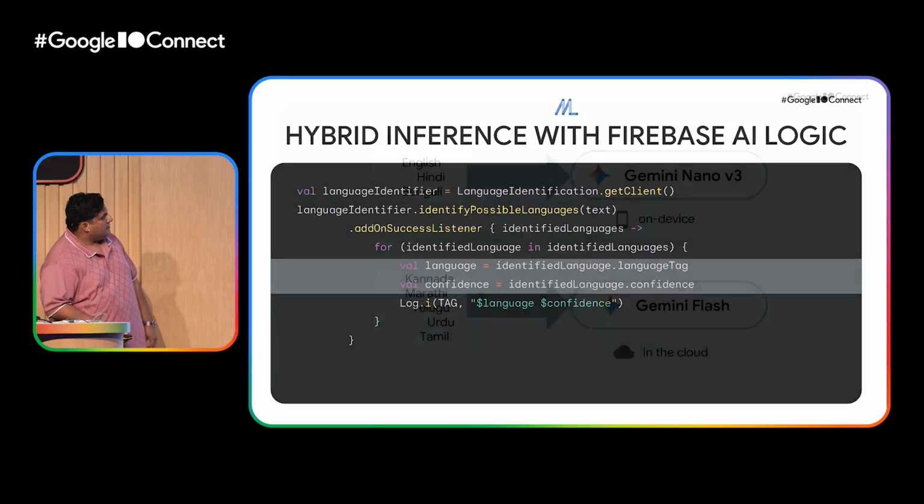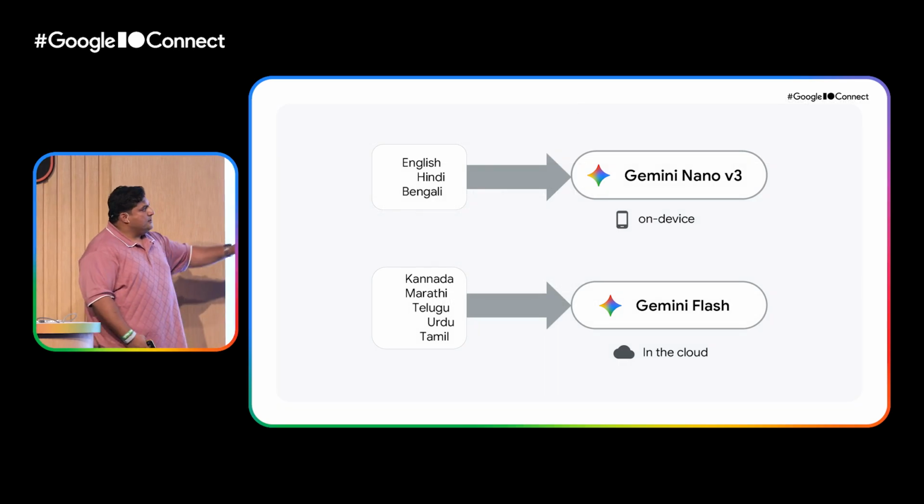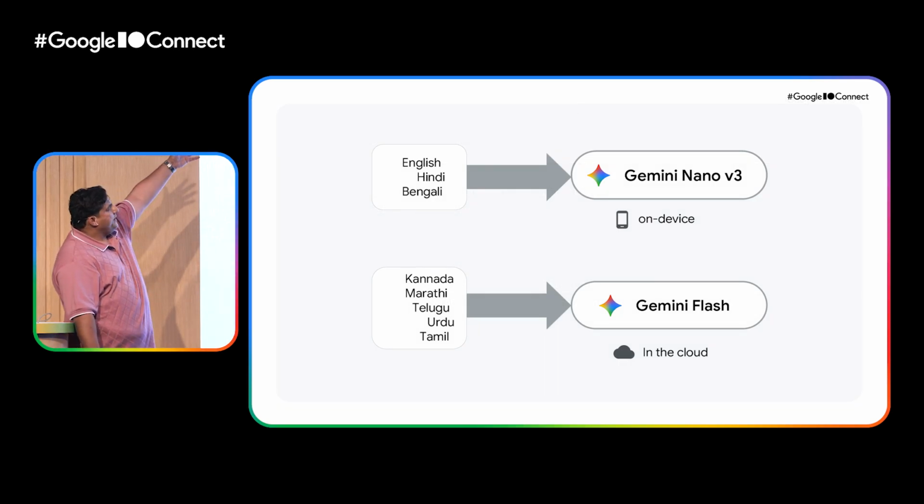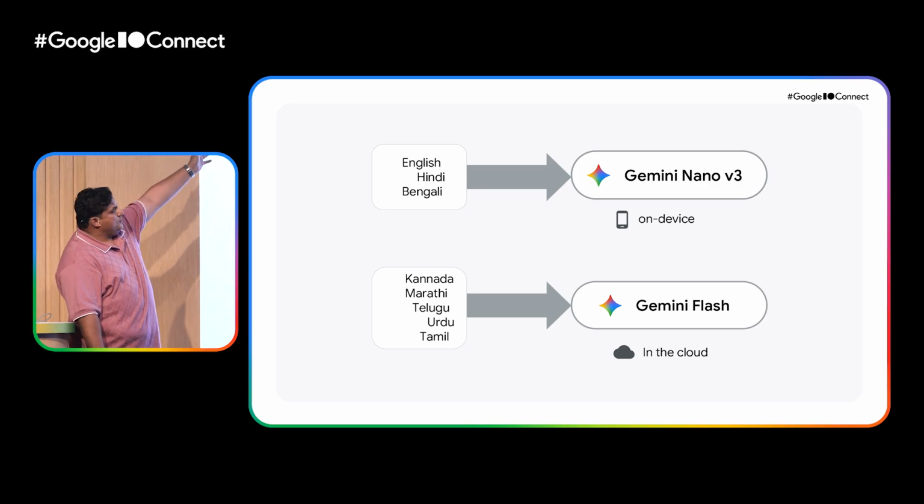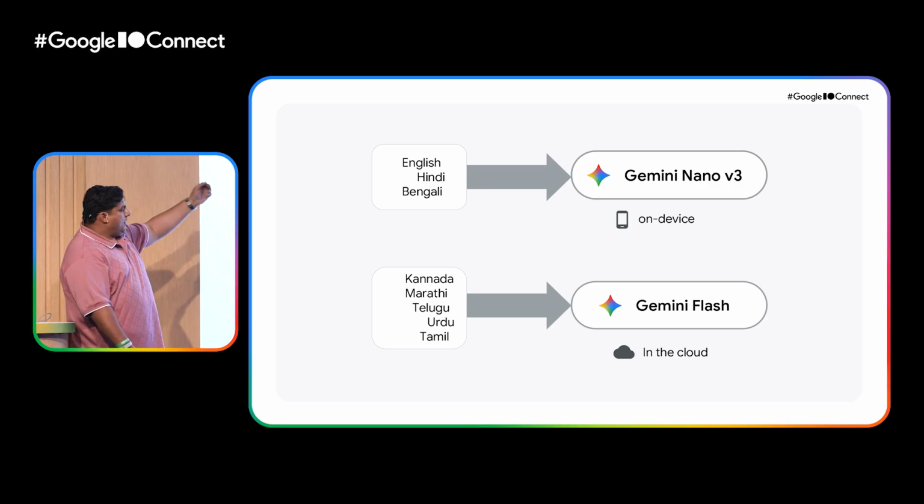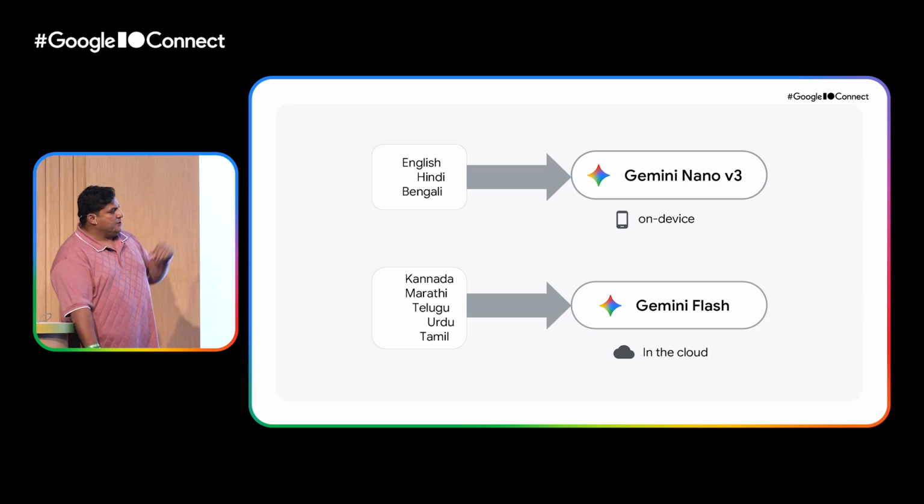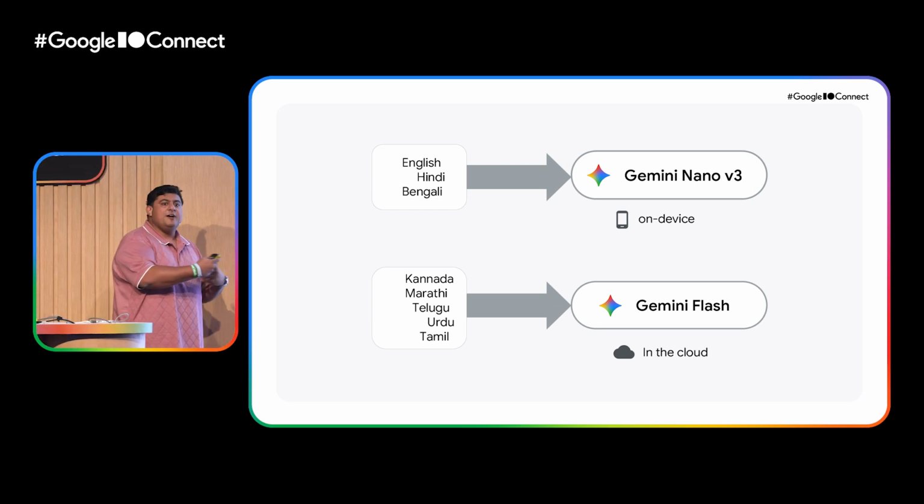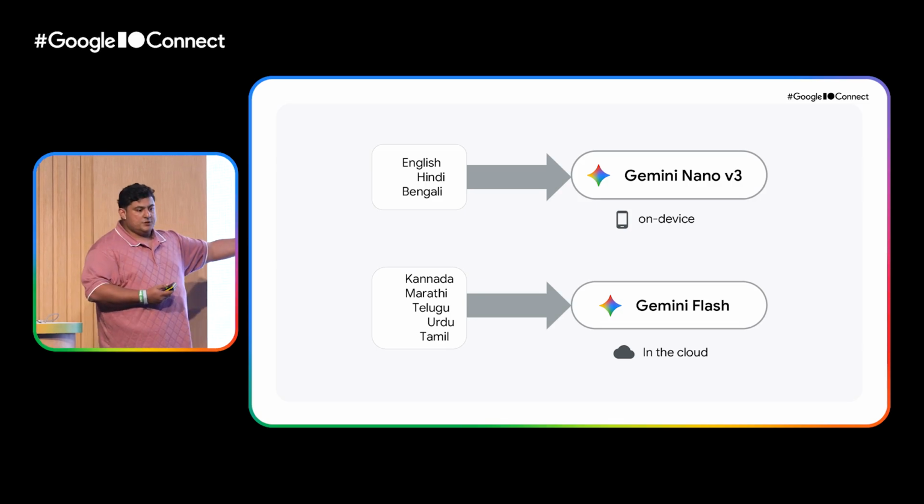That's basically the thing. So in this case, how we would actually finally develop this is where English, Bengali, and Hindi would go to Nano. Kannada, Marathi, Telugu, Urdu, and Tamil would actually go to Flash. That is basically the routing logic based on capability that we found while testing it. So this is a custom logic, right?